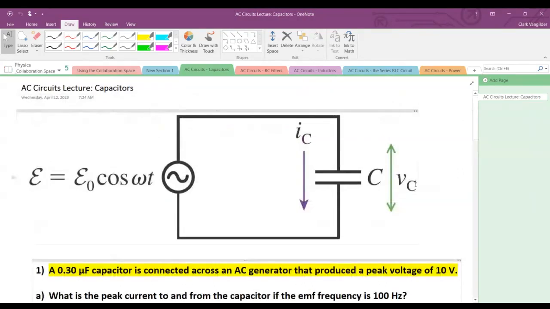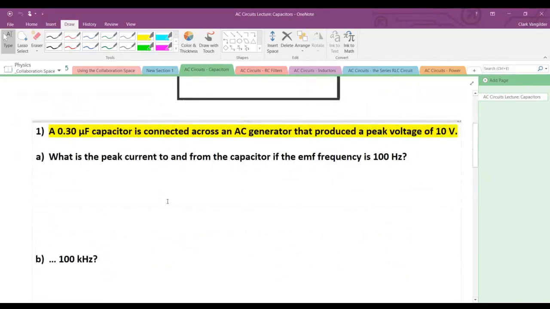So here is a basic AC capacitor circuit, the AC source, and we would describe the instantaneous voltage. This would be a peak voltage, and then there's angular frequency, or the frequency of this oscillation, alternating current, and then just a capacitor and the voltage across it would be changing in time, all the sine curves and everything. So let's get at some problem solving here.